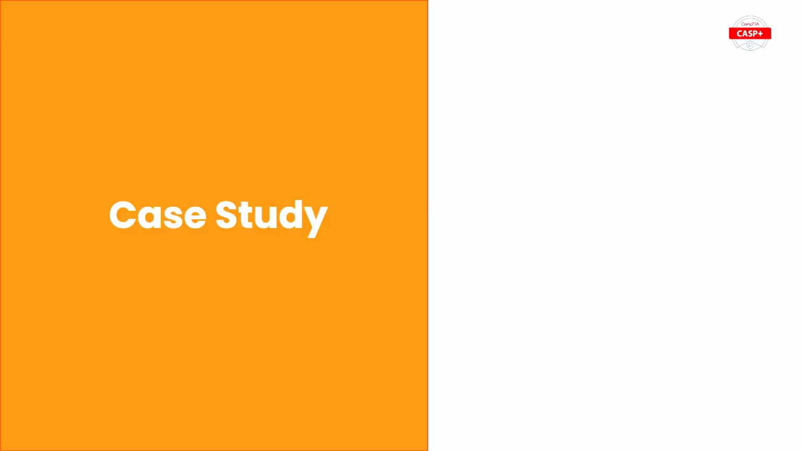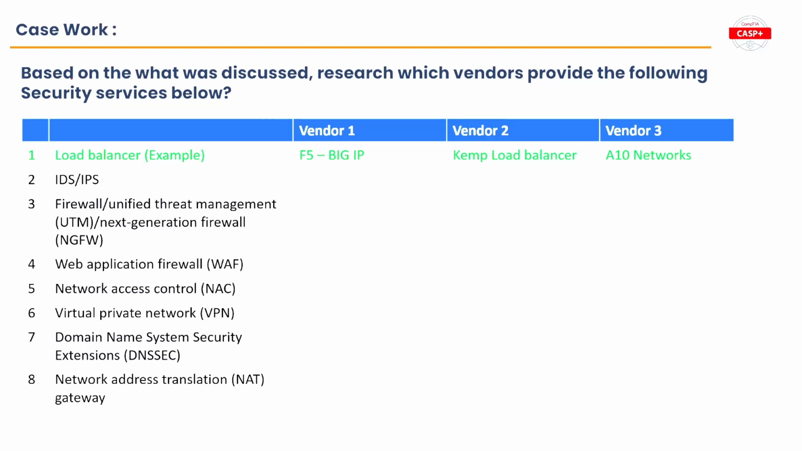So the next part is just a case study, right? We've discussed a lot of security features and components, etc. But here in the case work, based on what we discussed, I'd like you to research which vendors provide the following security services below. For example, you have a load balancer in here. One of the well-known load balancers are F5, Kemp Load Balancer, A10 Networks, and there's actually a lot more.